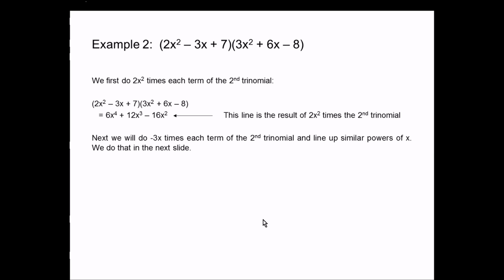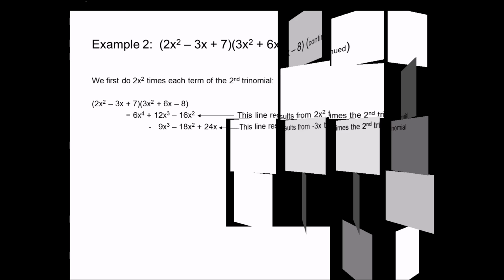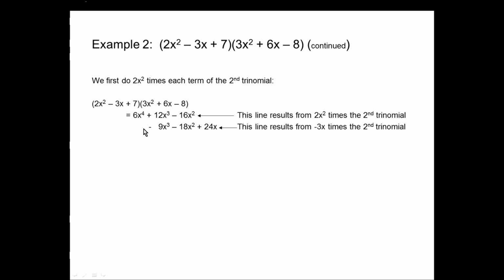Now we're going to do negative 3x times each one. Okay, and notice when I do negative 3x, it's going to start off with negative 9x cubed. So it's going to line up under the x cubed. So I should have negative 9x cubed minus 18x squared plus 24x. So that's distributing negative 3x to each one of those terms. Okay, my minus sign really should be closer to the 9. So minus 9x cubed minus 18x squared plus 24x.